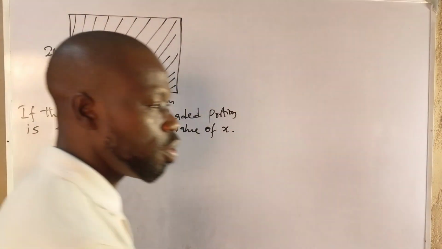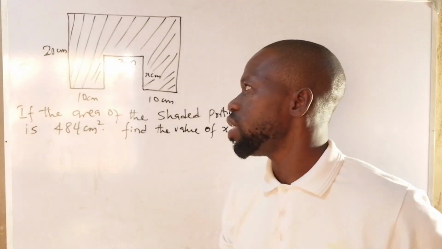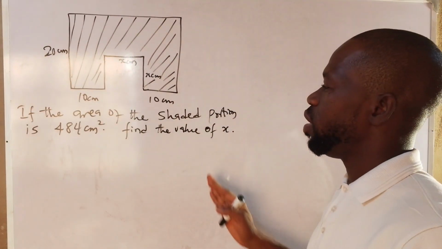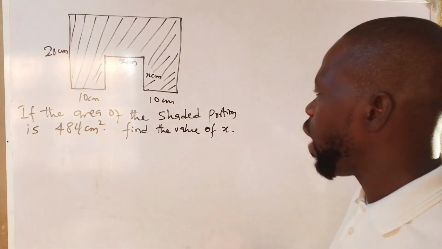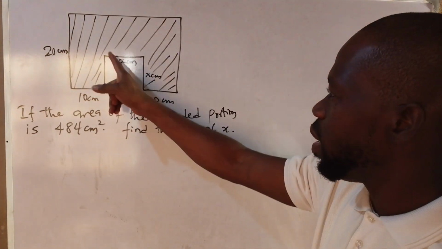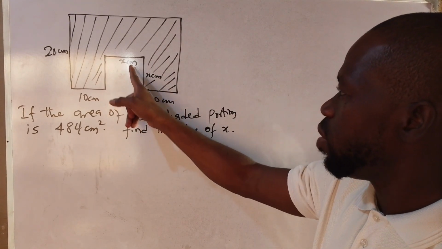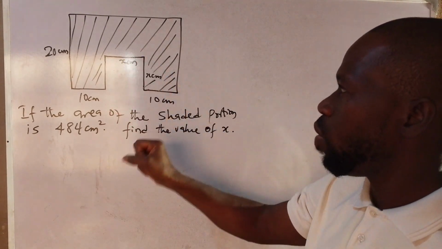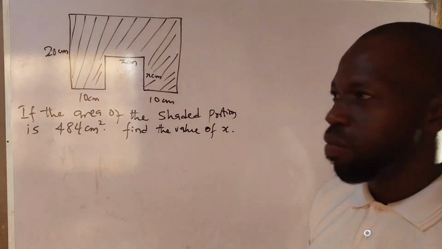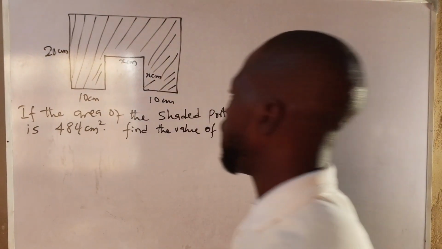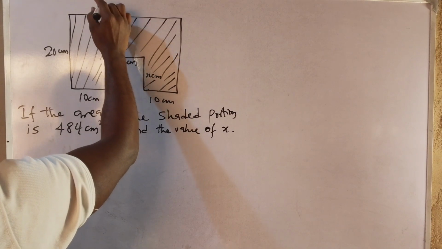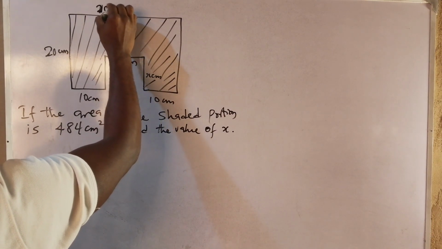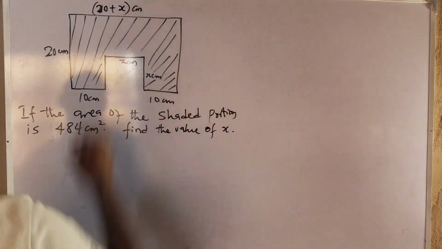All right, this shape problem tells us that if the area of the shaded portion is 484 centimeter squares, find the value of x. So x is a square, right? X by x. This shape, what was cut out of this rectangle is a square. We know it's a rectangle because the whole length here is 10 plus 10 plus x. So that's 20 plus x centimeters.